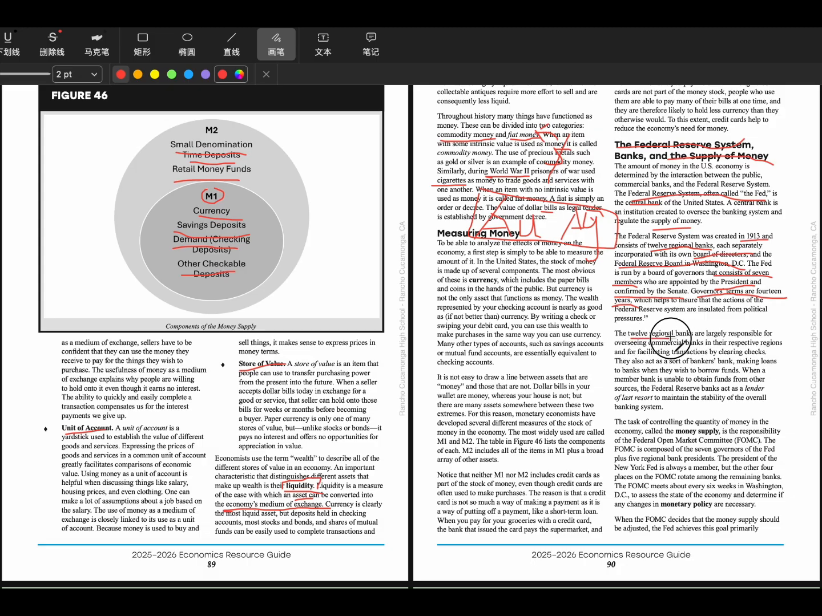And the 12 regional banks are responsible for overseeing the commercial banks in their regions, which are basically everyday banks that are not central banks, so that they can regulate how those banks are able to lend out and take money.